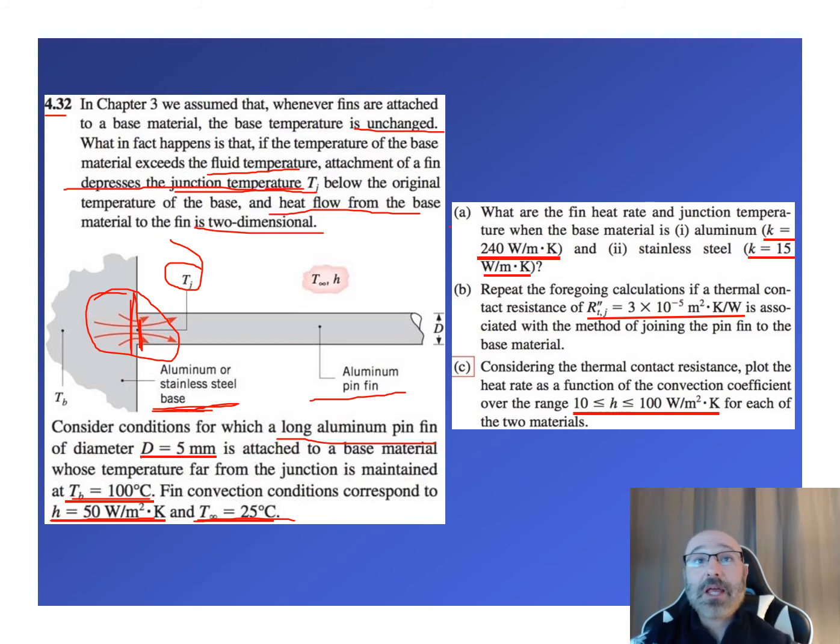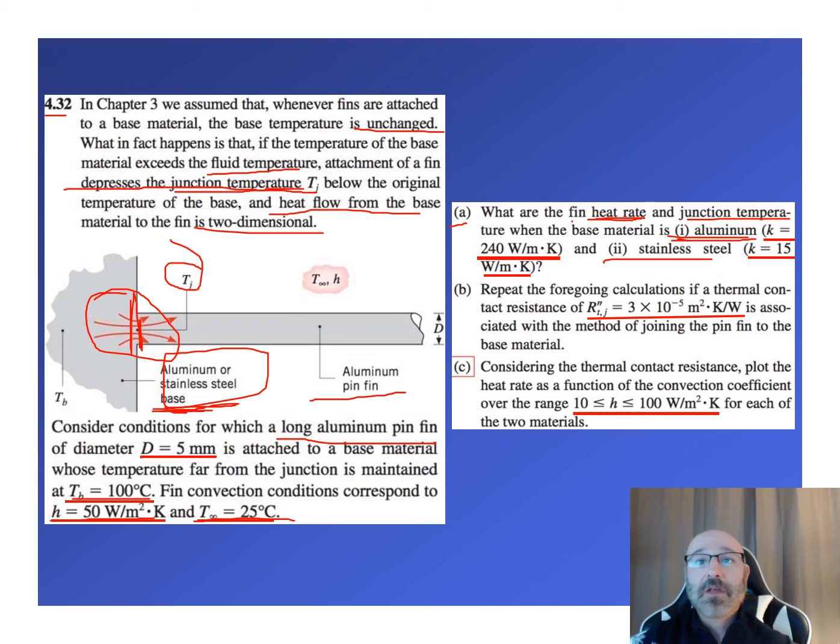So in part A, let's look at that first. They ask what are the fin heat rate and junction temperature when the base material is aluminum, with K equal to 240 watts per meter times Kelvin, or stainless steel, with a K value of 15 watts per meter times Kelvin. So for part A, we want to find the heat rate for the fin and the junction temperature for two different types of base materials, aluminum and stainless steel, both of which they give us the thermal conductivity for.